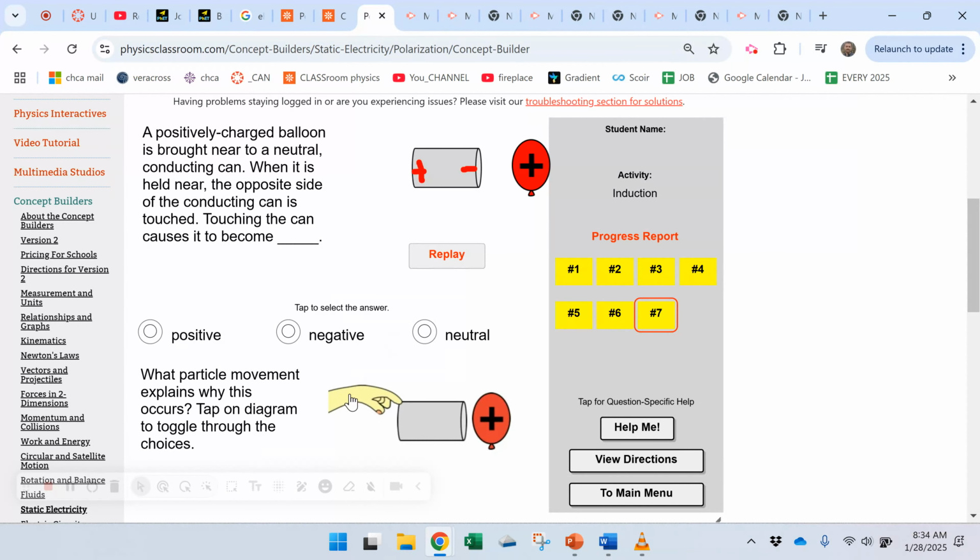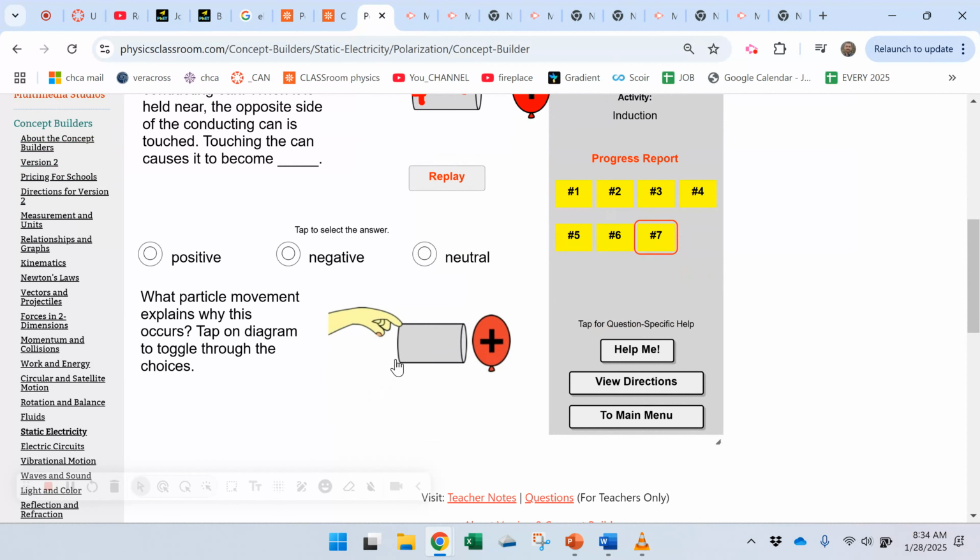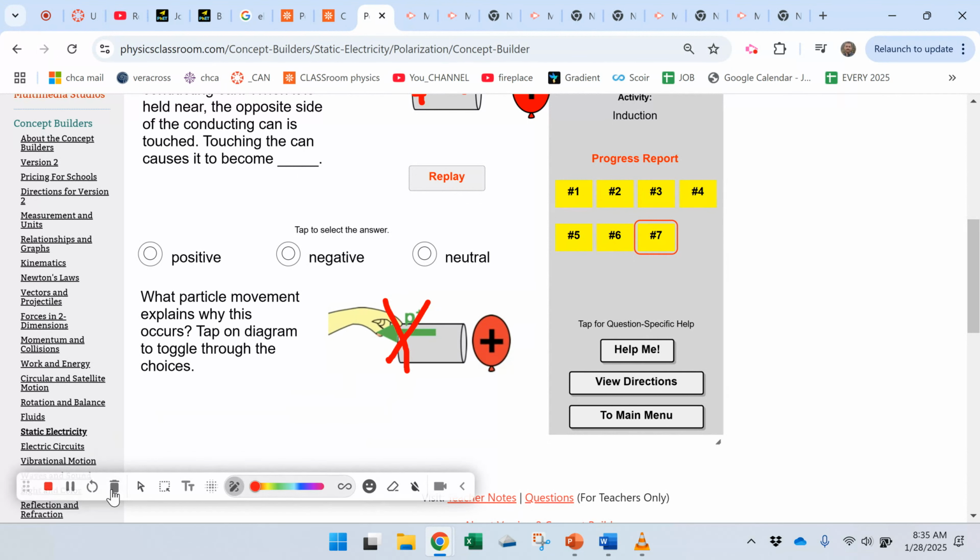So if we move down here, let's see if it'll let us click through these options. Yes, it will. Remember, green, positives, never, ever move. So we know that it's never a green one.